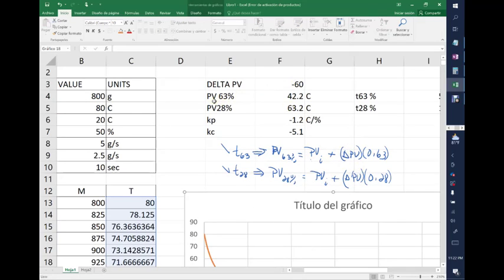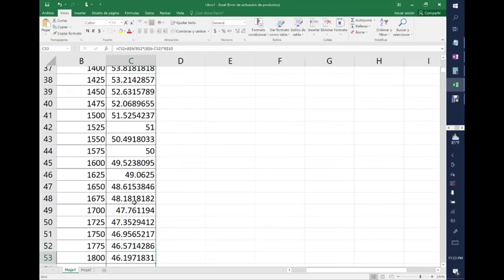The question is, what is PV of 63%? Then you have to use this one here, which is the initial PV, that's B5, 80, plus F3, which is this minus 60, multiplied by 0.63. That dropped the temperature from 80 to 63.2, or in this case 42.2. This is the one that we were talking about, 42.2. That means the only thing you need to look for is that particular temperature of 42.2, and you look for the time where that happened, 42.2.